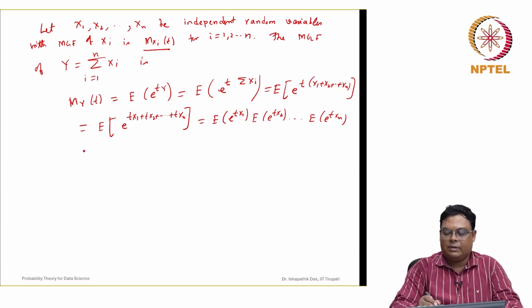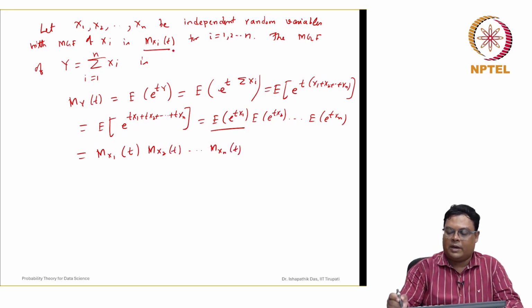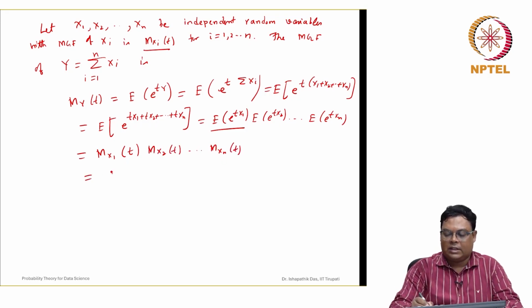Now this can be written as M_X1(t). The expected value of e to the power of tX1 is nothing but the moment generating function of X1. Similarly, it is the moment generating function of X2, and like this the moment generating function of Xn, because all these moment generating functions are known. So this can be represented as the product for i = 1 to n of M_Xi(t).